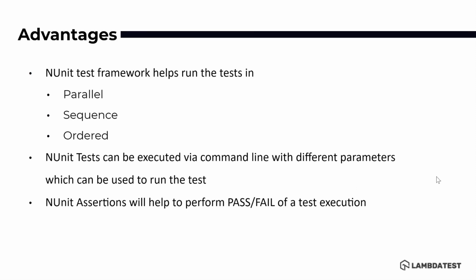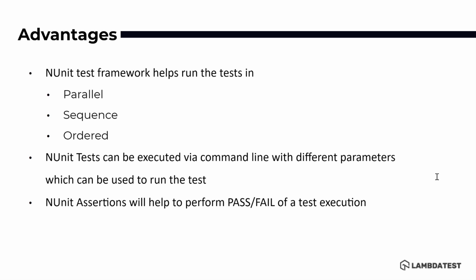And there are many advantages of having NUnit within your test because NUnit test framework helps to run the test in parallel, sequence, and the order that you specify. So these are the things which are going to be very helpful while we try to run any test that we have written. NUnit test can be executed via command line with different parameters which can be used to run the test. And that's exactly what we'll be doing in this series as well, while we try to pass different parameters or environment variables from LambdaTest platform to the test that we have written and change or modify the behavior of how the test actually executes.